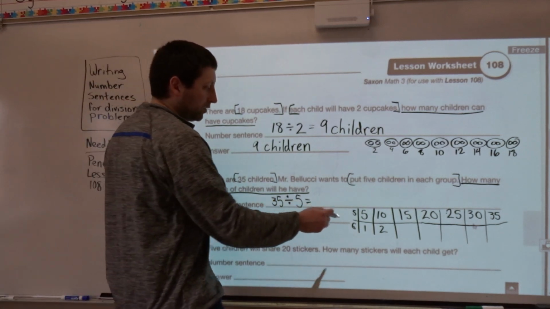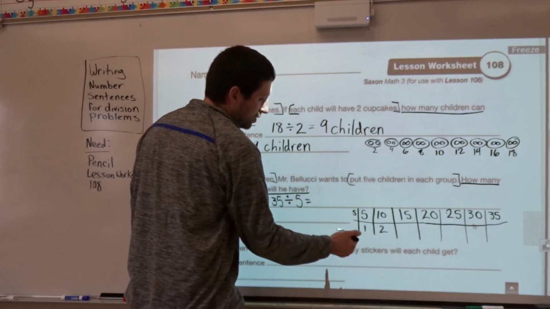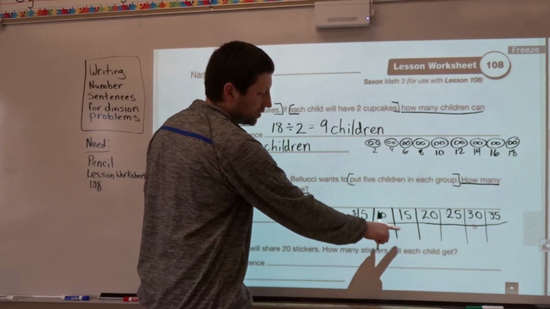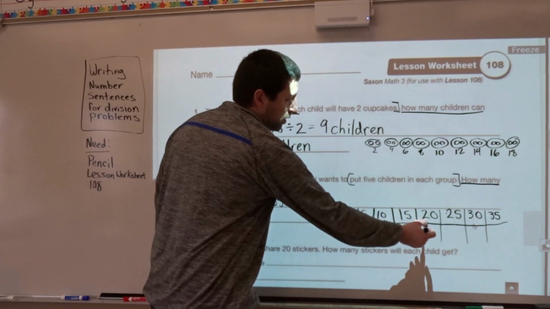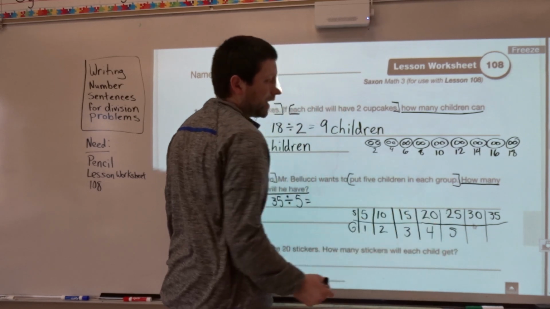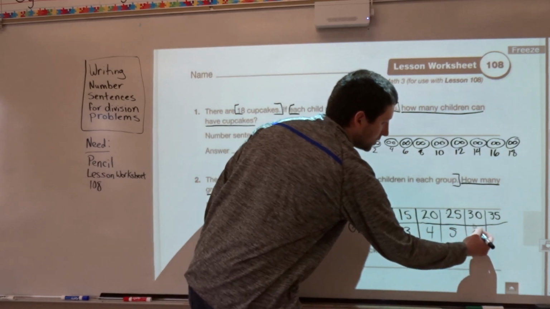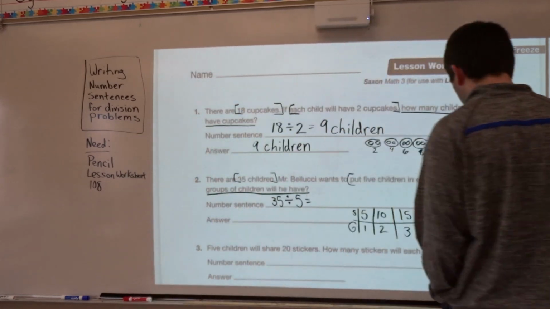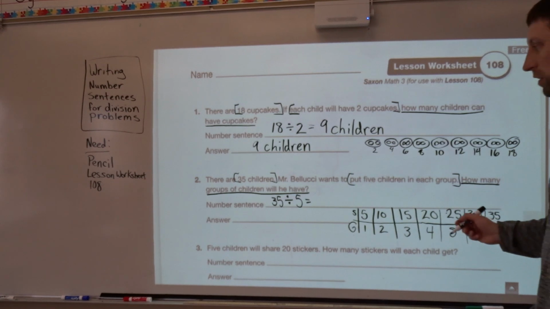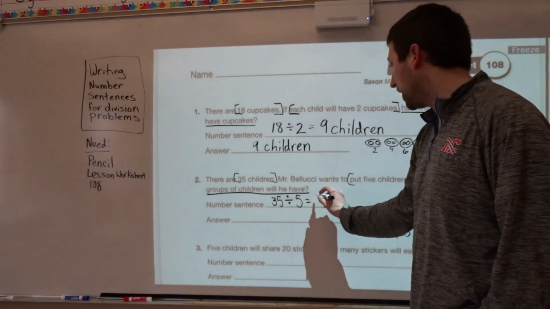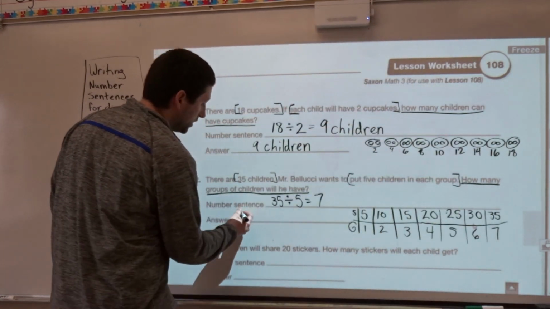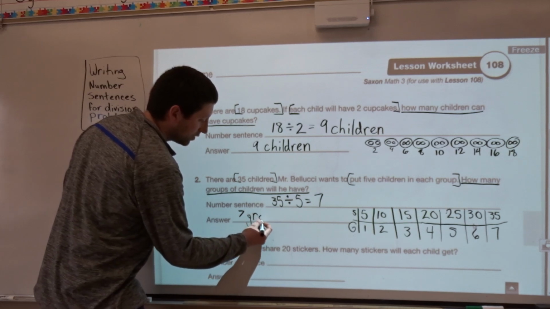Okay, so 1 group is 5 students, 2 groups is 10 students, 3 groups is 15, 4 groups is 20. 5 groups is 25. 6 groups is 30. And then 7 groups would make 35 students if we put 5 in each. Okay, so 35 divided by 5 is 7. So then down here I would write 7 groups.